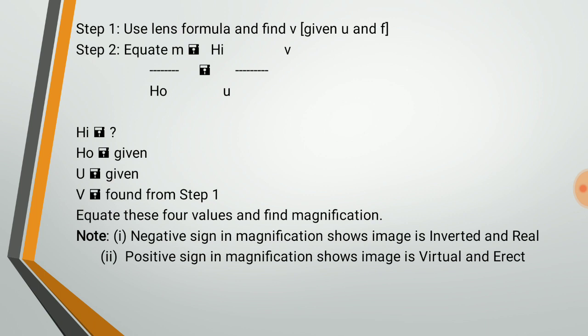So after finding hi, you get how many times the image is either enlarged or diminished. Once again, I repeat the most important point of magnification. A negative sign in magnification shows that the image is inverted and real, whereas a positive sign in magnification shows that the image is virtual and erect.